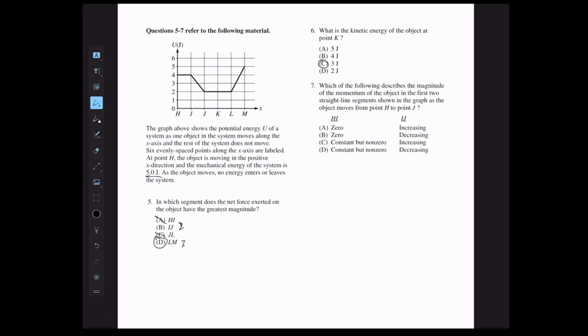So for number 7, which of the following describes the magnitude of momentum of the object in the first 2 straight line segments shown in the graph as the object moves from point H to point J? So at HI, there is no change in kinetic energy, but there is kinetic energy. So the momentum is constant but non-zero. And then IJ, you're decreasing your potential energy, so that means you're increasing your kinetic energy. So that means it's increasing. So C is the answer.